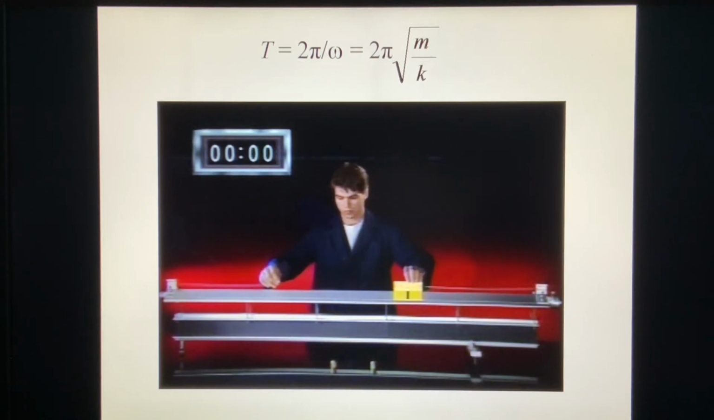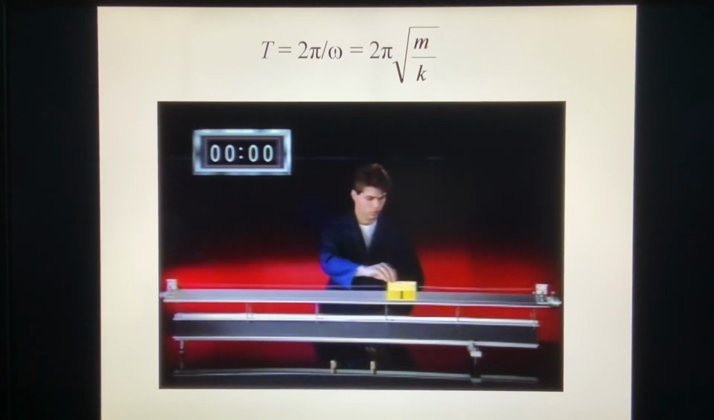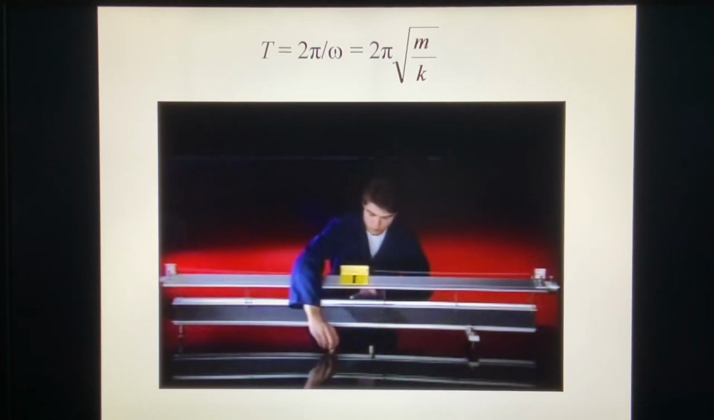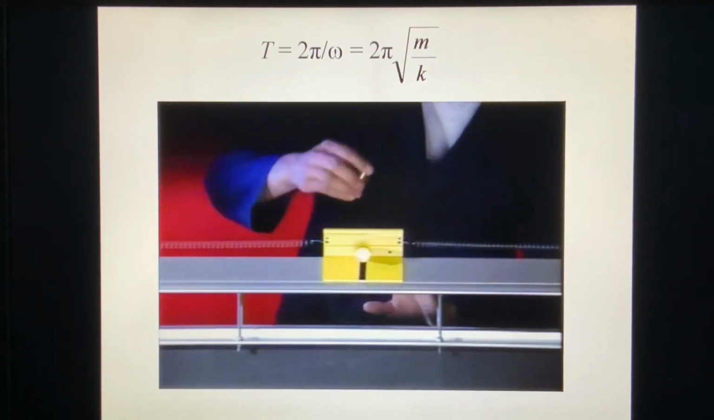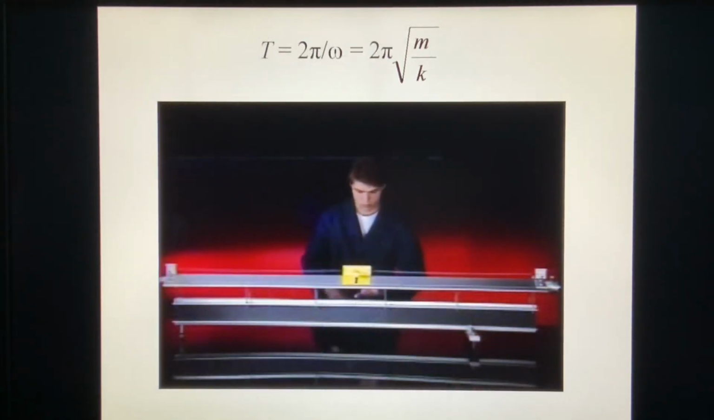We'll use this glider floating on a cushion of air and these springs to investigate simple harmonic motion. If a spring is attached to each end of a glider, the glider will oscillate back and forth on the track. What will happen to the period of oscillation if we double the mass of the glider? The period doubles.